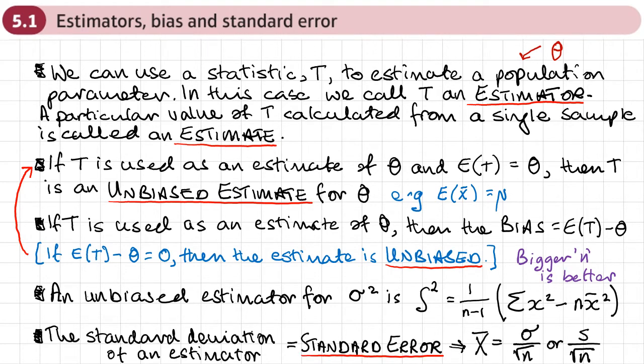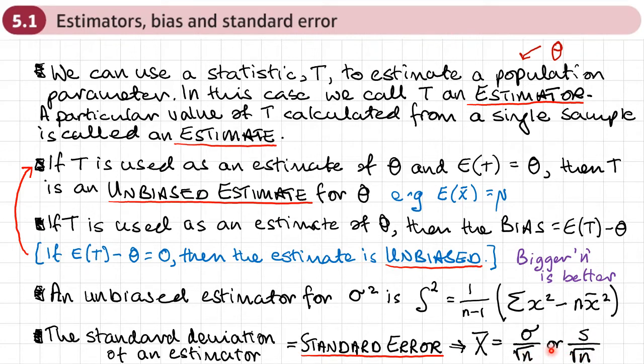Then lastly, we can work out the standard deviation of an estimator, and we call this the standard error. Now, we can work out the standard error for our sample mean. That is how good our sample mean is in terms of estimating the population mean, and the standard error is the standard deviation over the square root of the sample size. So this would be the population standard deviation, if you know it, or the sample standard deviation, again divided by the square root of n.